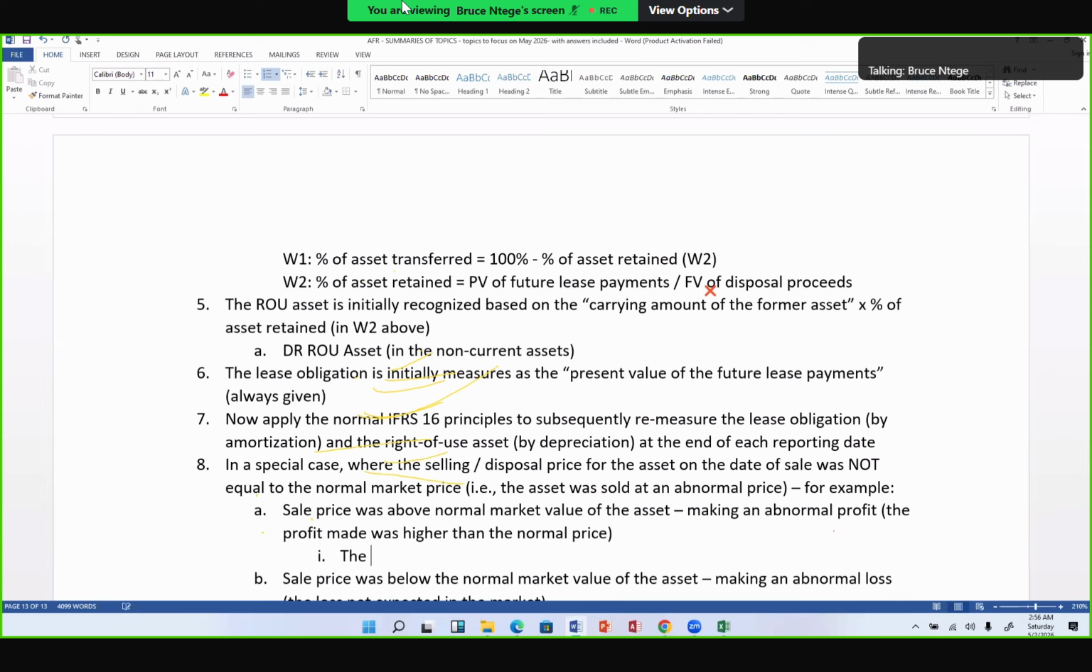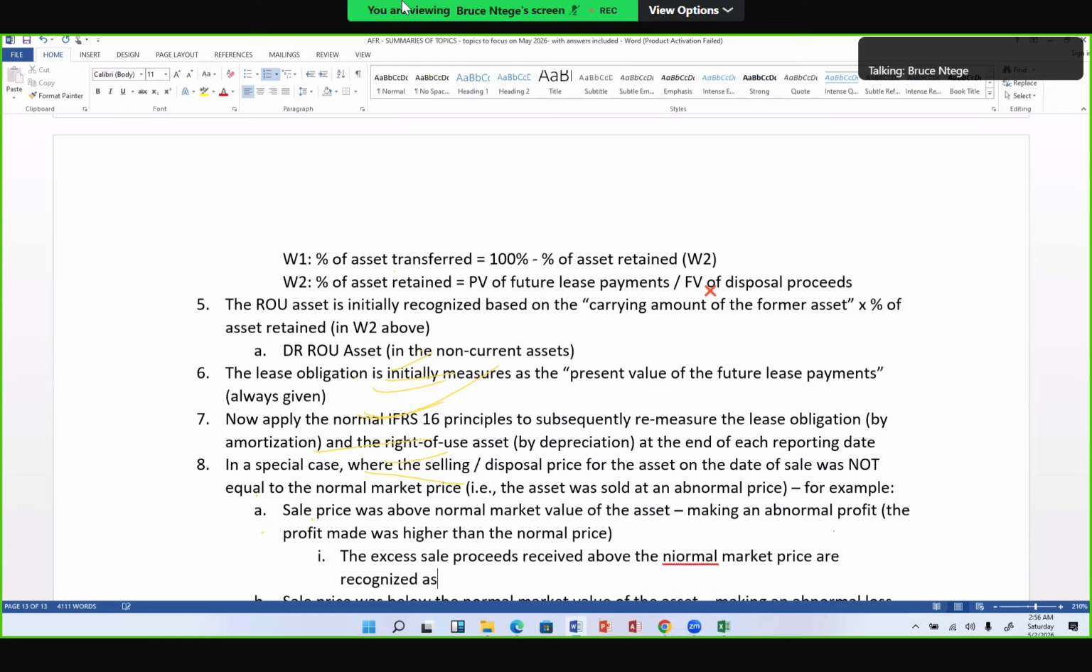So we shall say that the excess proceeds or sale proceeds received above the normal market price will be recognized as a financial liability. This is recognized as a financial liability. It's as if you borrowed money from that person who you sold the asset to.